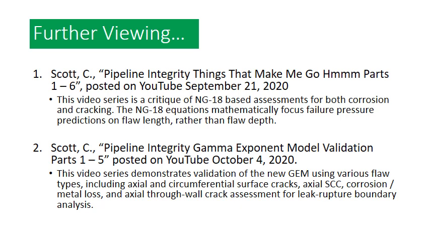My feeling is, from a mathematical perspective, any failure prediction models for surface breaking flaws really should be focused on flaw depth, and that's what I've done with the GEM model. If you dig up the other 5 parts of this video series, Pipeline Integrity, Gamma Exponent Model Validation, you'll see the detailed assessments of circumferential cracks, axial cracks, SCC, corrosion metal loss, and axial through wall. So you can see each one of those 5 different flaw types assessed individually, and I give you some simple statistics to show you that the GEM model, with its different little tweaks here and there, is working fairly well for all different types of flaws.